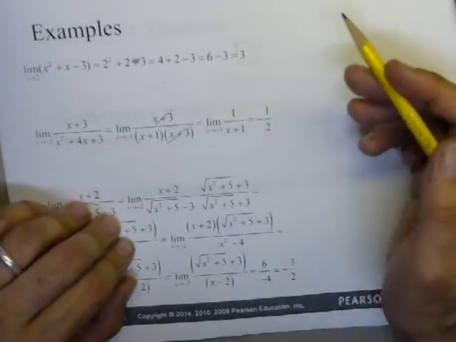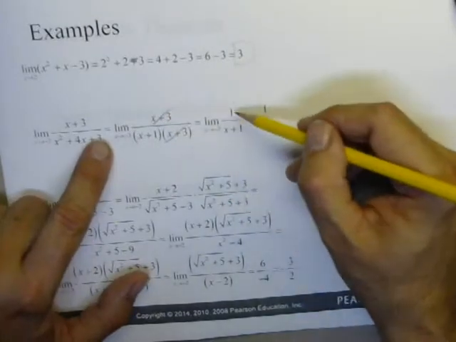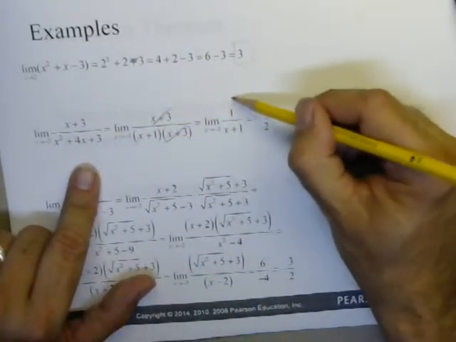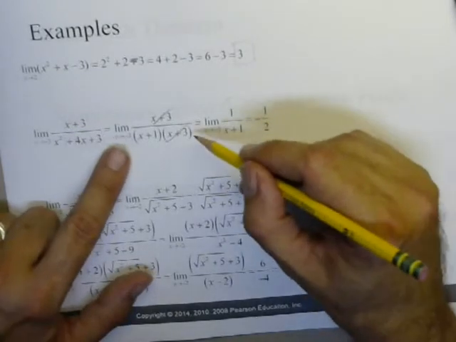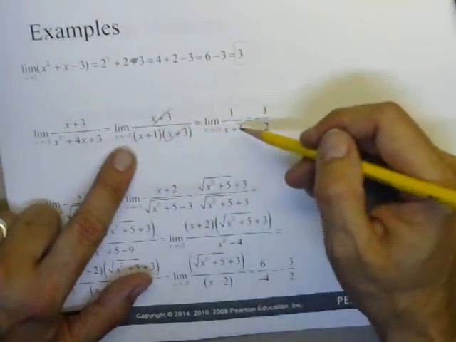Then you can cancel those terms, as long as the limit isn't approaching that. And so you'll get this. In other words, this will basically be the same graph as this, except you'll have a hole in it at x is equal to -3 here. And I guess the limit is approaching that, right?